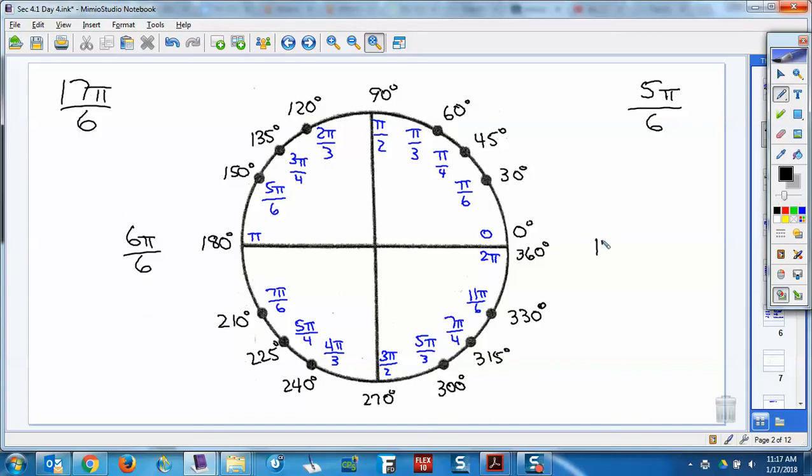I'm going to be looking at this and saying, well, that's 12 pi over 6, right? That's 2 pi. And I go around again, that's going to be 18 pi over 6. Sure enough, 17 pi over 6 is going to be just short of that. That's going to be in quadrant 2.